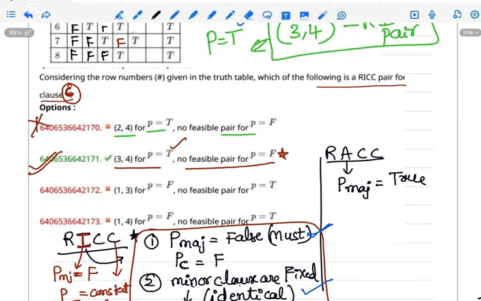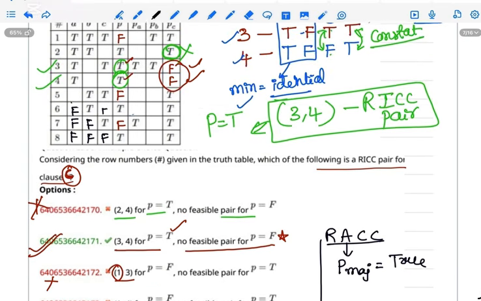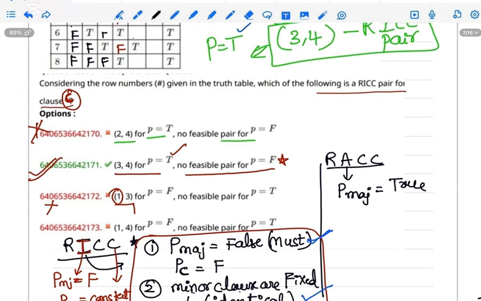And 1 comma 3 is incorrect. 1 comma 1 is not a feasible pair. For 1, P_C is true, it's not false. So this option is also incorrect.